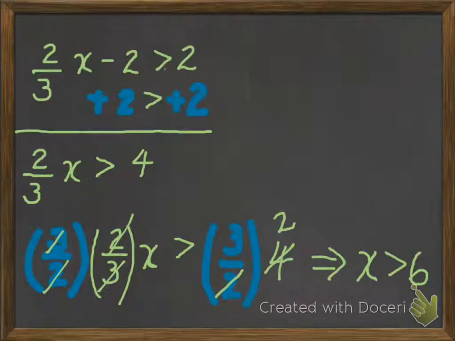Now let's take the second expression. 2/3 x minus 2 was greater than 2. Add 2 to both sides, we get 2/3 x is greater than 4. To undo times by 2/3, we multiply by the reciprocal 3/2 on both sides of the inequality. The 2/3 cancels, and 2 goes into 4 twice, and the 2 times the 3 gives us 6, so we have x is greater than 6.